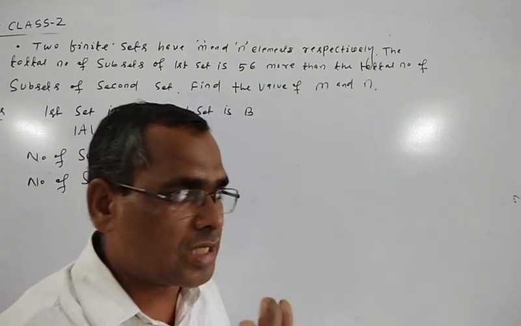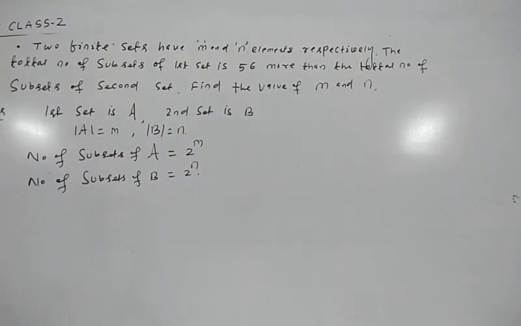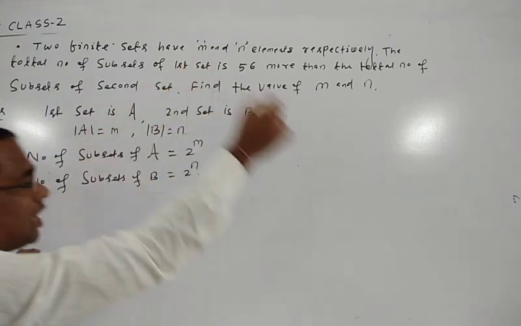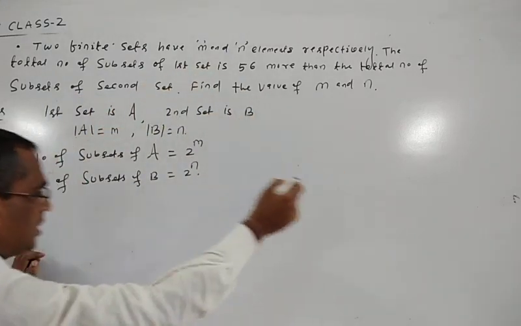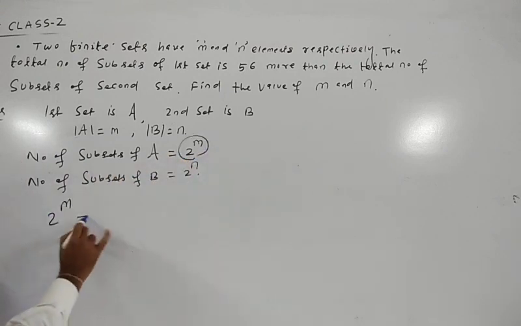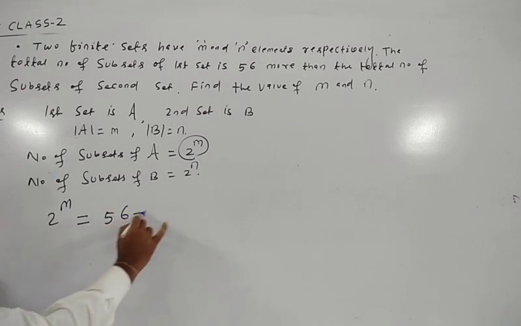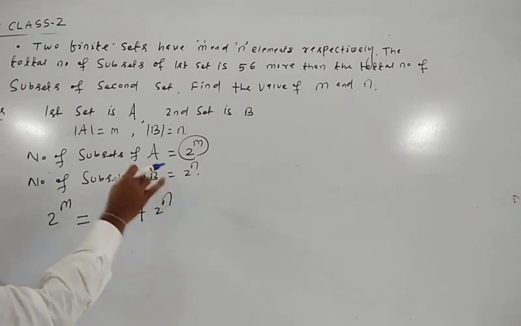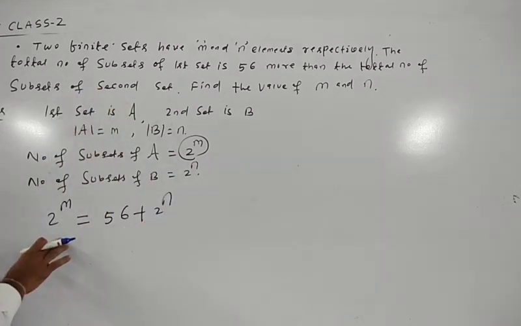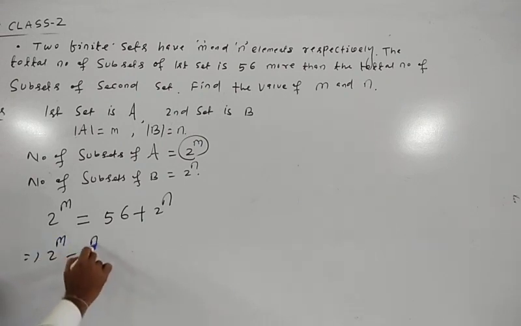Okay, do you understand? The number of subsets of the first set is 56 more than the number of subsets of the second set. The number of subsets of the first set is 2 to the power m. So 2 to the power m is equal to 56 plus 2 to the power n. So naturally the value of m is greater. That implies 2 to the power m minus 2 to the power n is equal to 56.